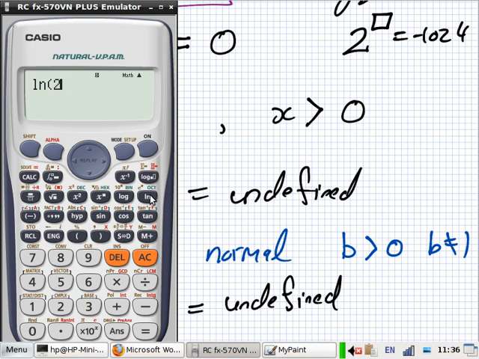Does anyone know what base this is, since we're talking about it? Not 10, because the other one was 10, LOG. So this here should equal what? Roughly 1.